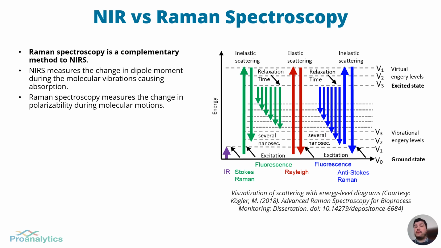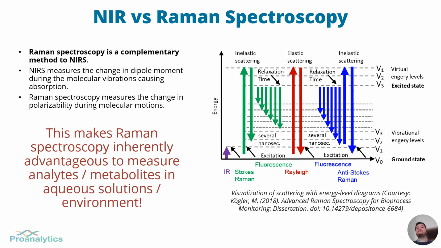This makes Raman spectroscopy inherently advantageous to measure analytes and metabolites in aqueous solutions and environments, as the inelastic scattering spectrum of polar molecules is less efficient than that of nonpolar ones. And the Raman spectrum of water is weaker compared to NIR absorption of water. The weakness of the Raman spectrum of polar molecules results in less interference from polar molecules such as water in the band of concern and facilitates bioprocess monitoring, cell culture media, and protein analysis.